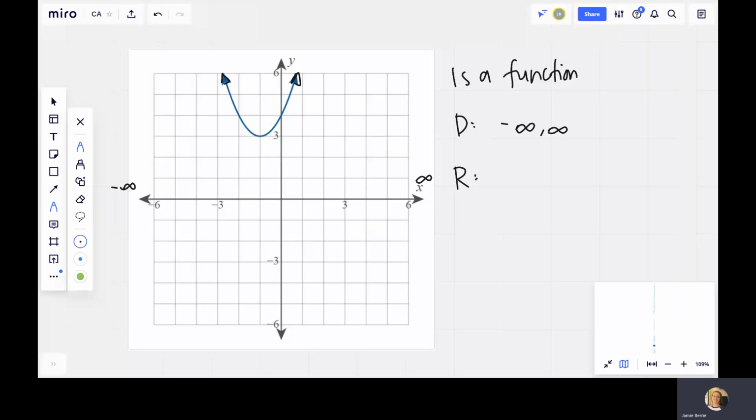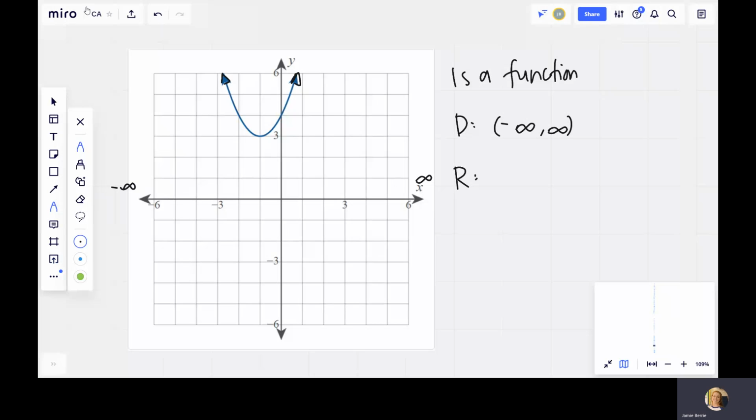And we know from solving inequalities that you always use parentheses around infinities. All right, now let's do the range. Range, we're looking up and down. So how high up does it go? How far down does it go?